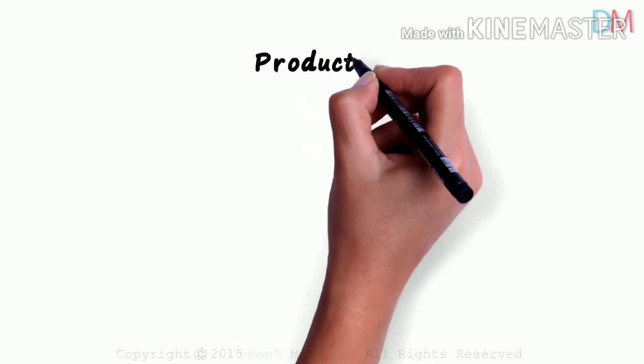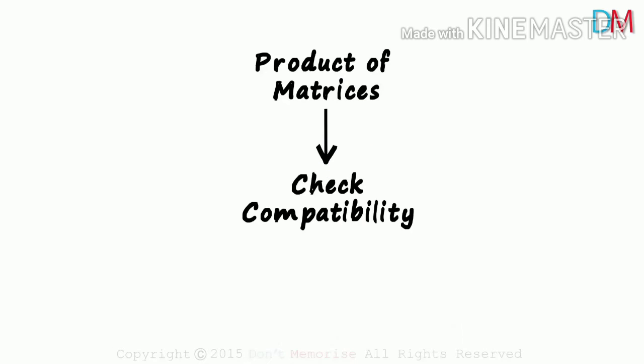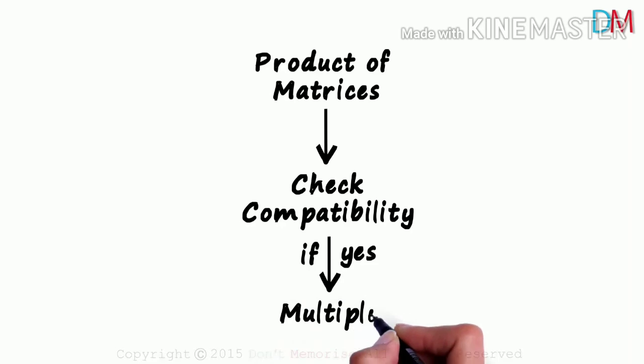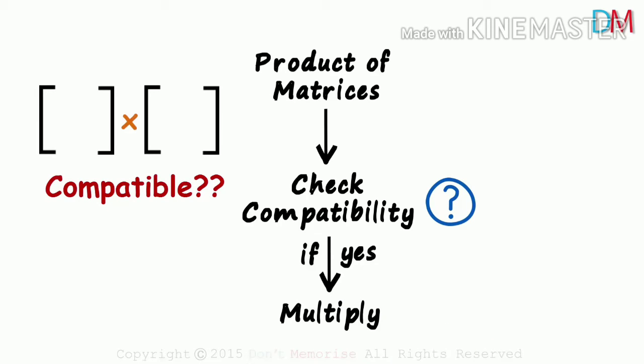How do we find the product of two matrices? Before we find out how two matrices are multiplied, we need to check for their compatibility. Only if they are compatible can they be multiplied. But wait, how do we check for compatibility? How do we know if two matrices can be multiplied? We will come to this, don't worry.